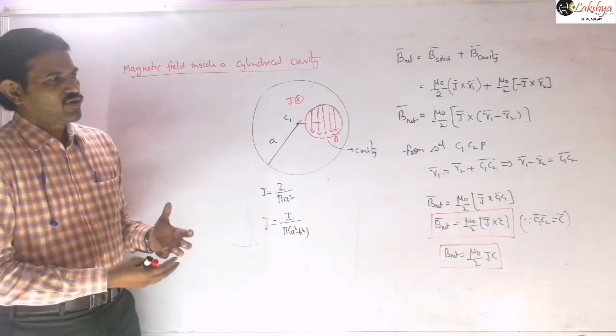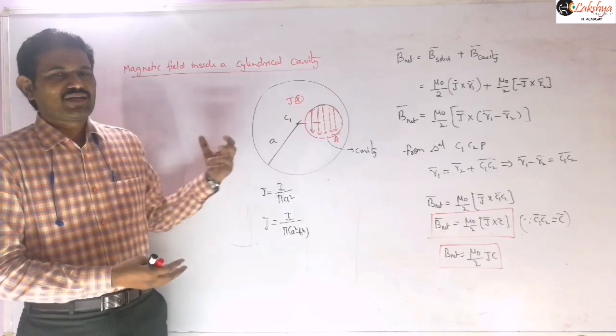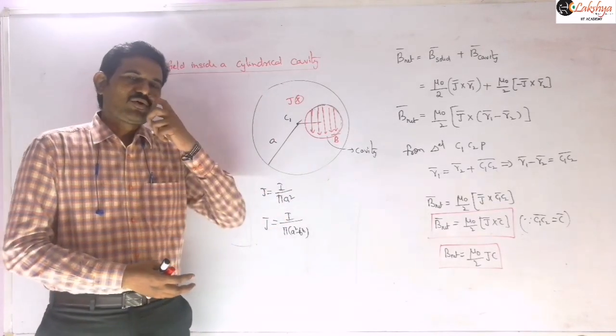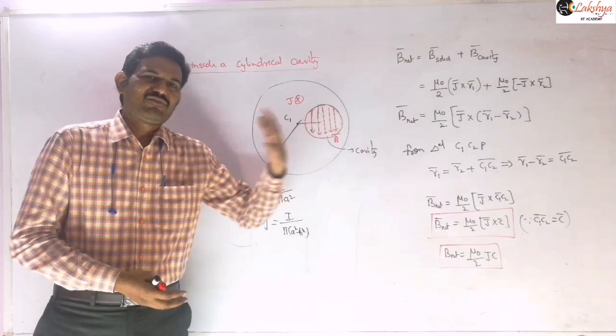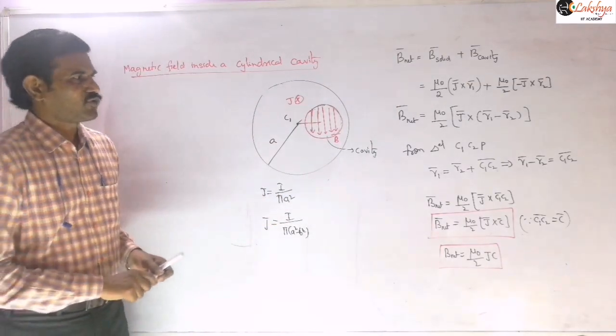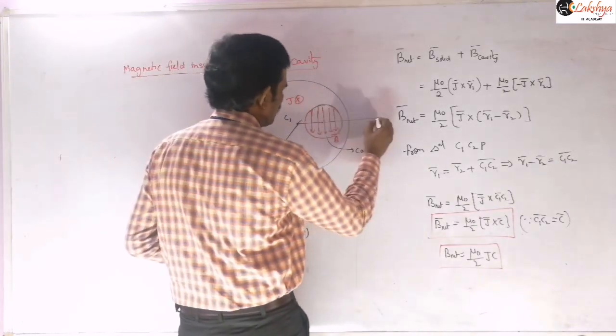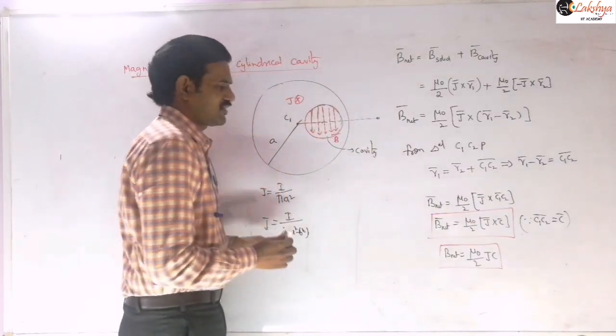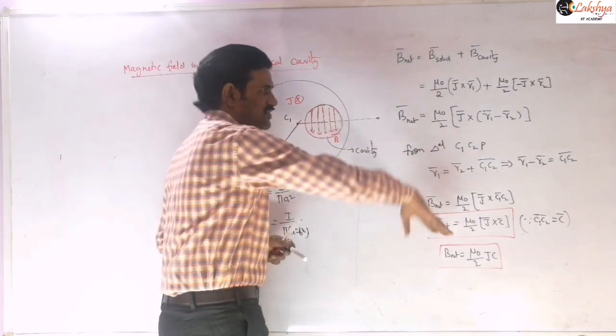And this is the case we are solving for the internal points. Even if you want to calculate the magnetic field with the cavity outside, we need to approach it in a similar way. If you are calculating for a point outside, the final expressions may be different, but the approach will be the same.